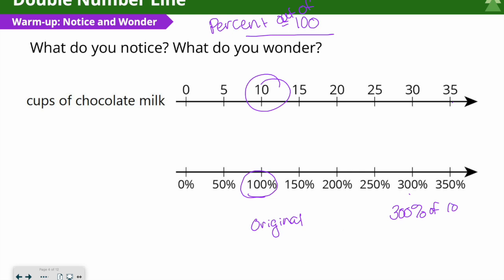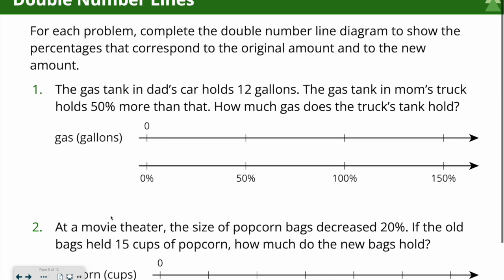The reason we did this is we're going to use double number lines to solve percent problems today. The gas tank in Dad's car holds 12 gallons. The gas tank in Mom's truck holds 50% more than that. How much gas does the truck's tank hold? Well, Mom's truck depends on Dad's car, so we're going to put 12 at the 100%. That's what we're starting at. 50% more. Well, if 12 is 100, 50% more would be 150.